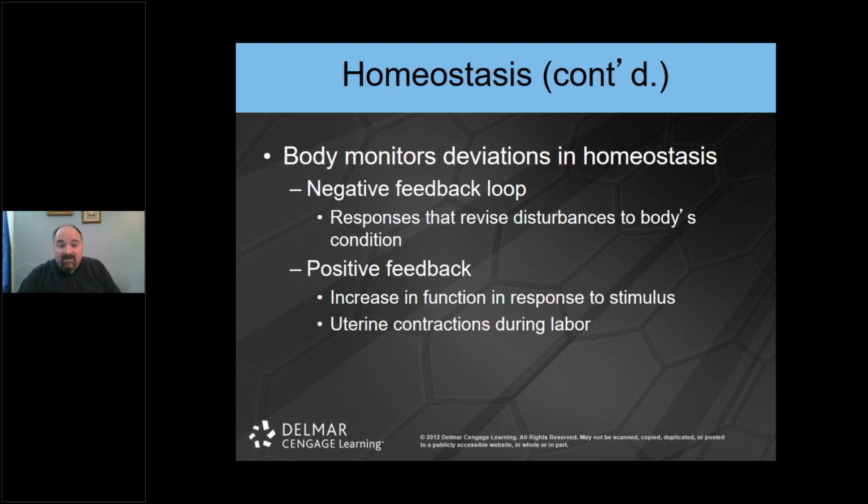So the body monitors for deviations in homeostasis, and so it's continually tweaking. Right, the nervous system will work in conjunction with the body systems to determine, hey, do I need to increase or decrease something in order to maintain it at the proper level that it needs to be. So negative feedback loop, responses that reverse disturbances to the body's condition and return it to normal. Positive feedback really means that it will go away from the set point, so away from the 98.6 Fahrenheit.